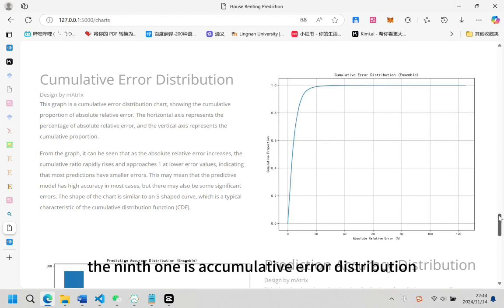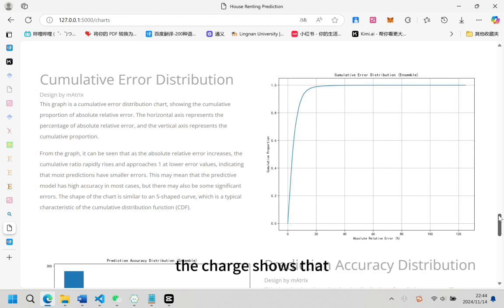The ninth one is cumulative error distribution. The chart shows that as the absolute relative error increases, the accumulative ratio rapidly rises and approaches 1 at lower error values, indicating that most prediction errors are small. This means that the predictive model has high accuracy in most cases, but there are also some significant errors.